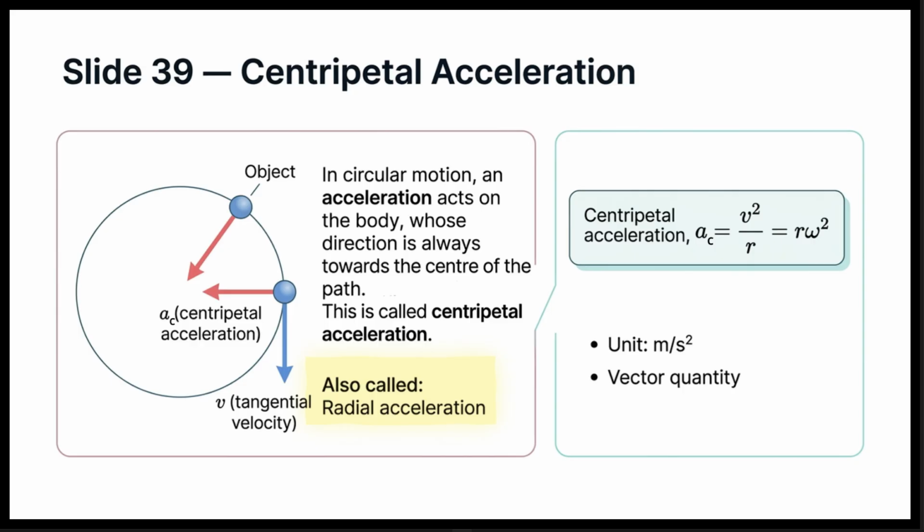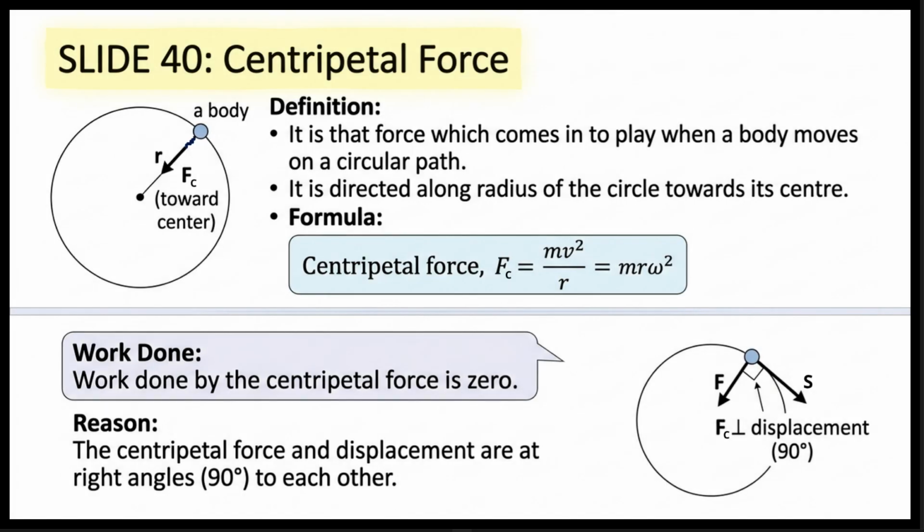The formula is centripetal acceleration equals v squared over r, which also equals r times omega squared. Units are meters per second squared, and it is a vector always directed inward. Next, we examine centripetal force. The diagram on the left illustrates a body in circular motion, where a force vector F sub c points from the object along radius r toward the center.